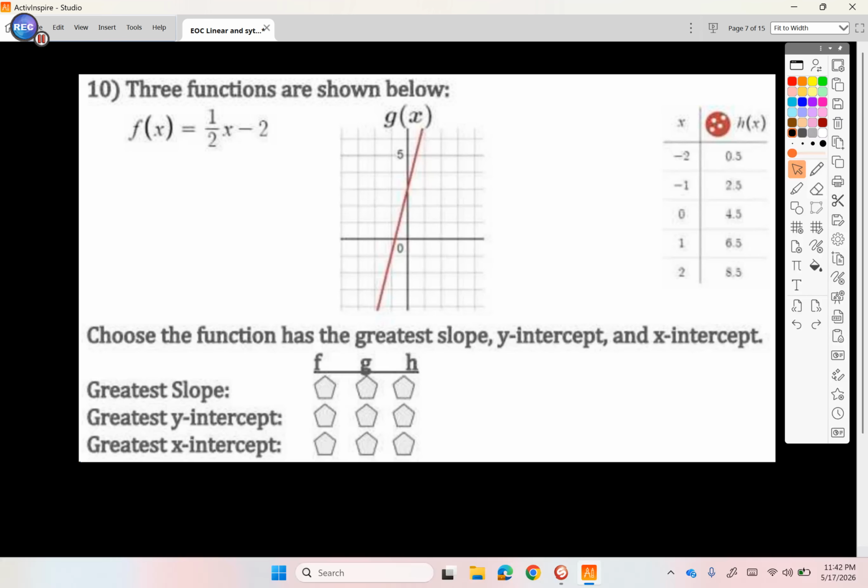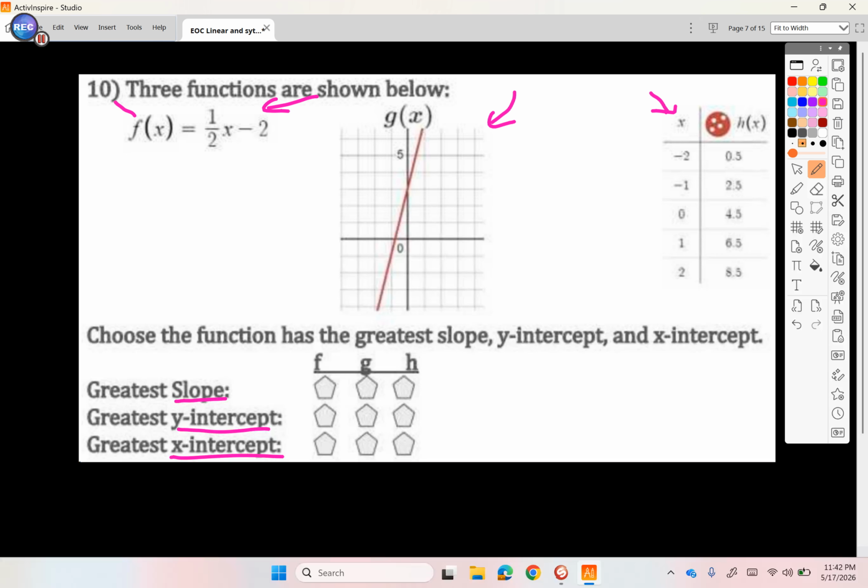Now here is just the same thing we've been talking about, but you have a graph, you have a table, you have an equation, right? Some things require work, some things don't. So let's see what they want us to compare here. Slope, y-intercept, x-intercept. That's on any linear equation we ever do. You find those things, right? So let's remember how we find them.